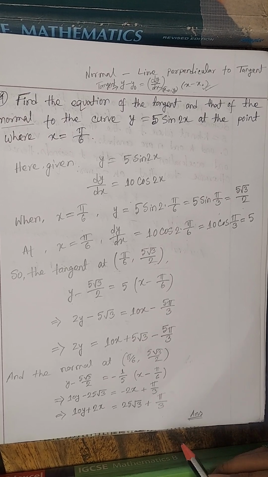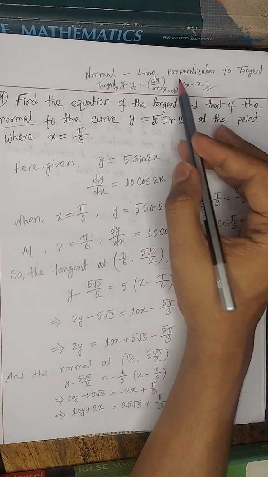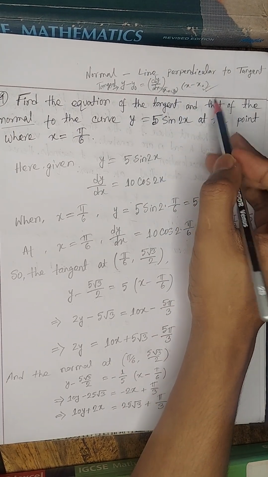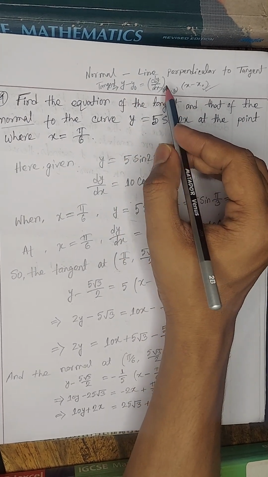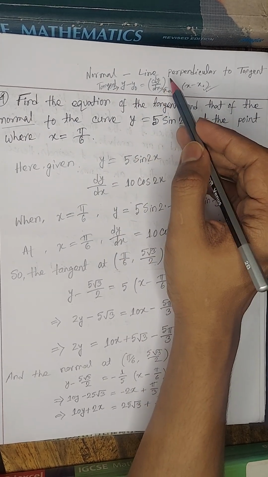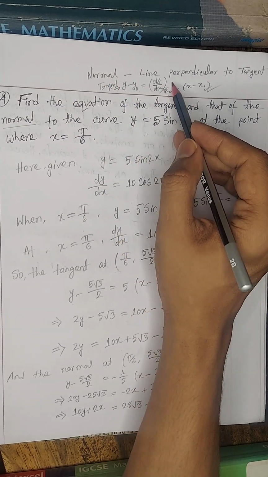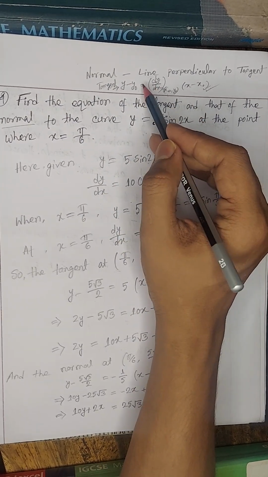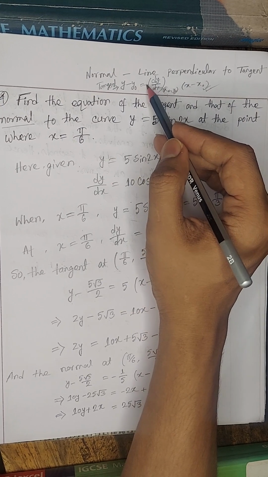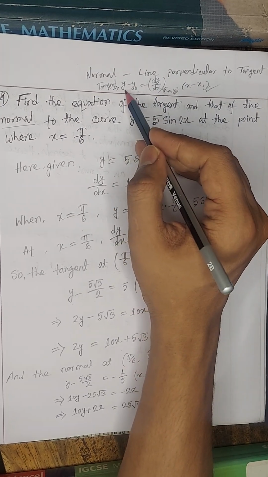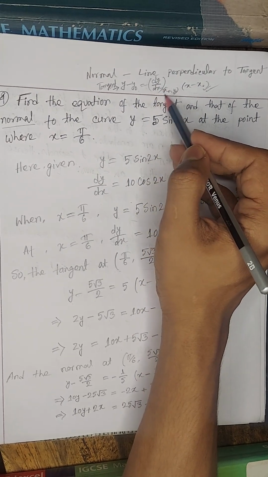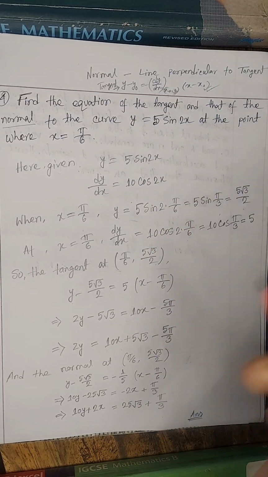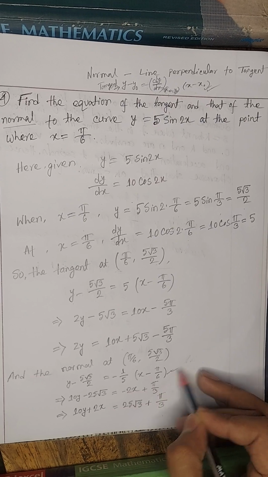And what is the normal? The normal is a line perpendicular to the tangent. So if the equation of the tangent is this equation, a small change will happen in the equation of the normal. This part will be reversed, and we have to bring a minus here, right? So the equation of the normal will be y minus y naught is equal to minus dx by dy at x naught, y naught times x minus x naught, which we apply here.